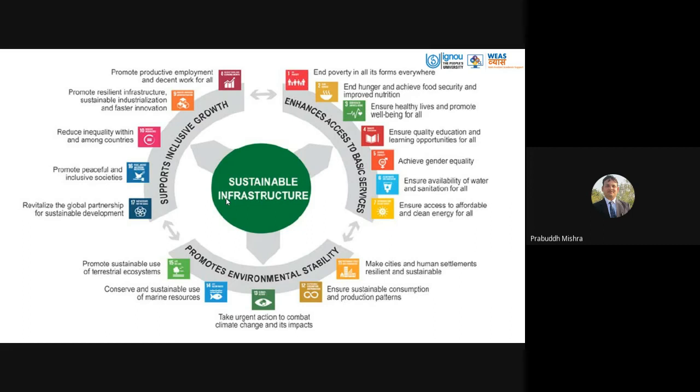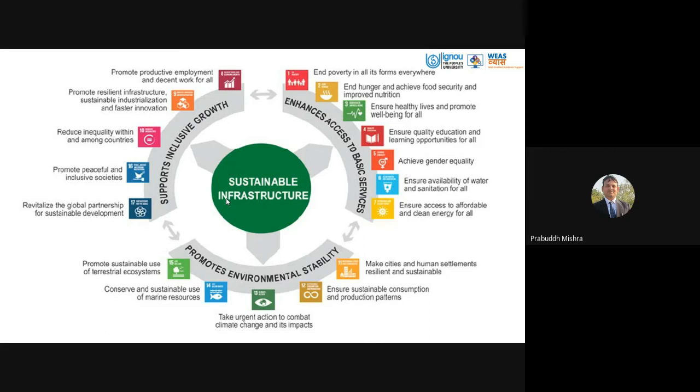And the last is supports inclusive growth. See, inclusive growth is very important. Unless we integrate everything, nothing exists in isolation, right? So we have to promote productive employment and decent work for all. Unless we all work together and all earn a handsome income and per capita income, this world is not going to see a bright future. So all has to be promoted, not only a few groups.